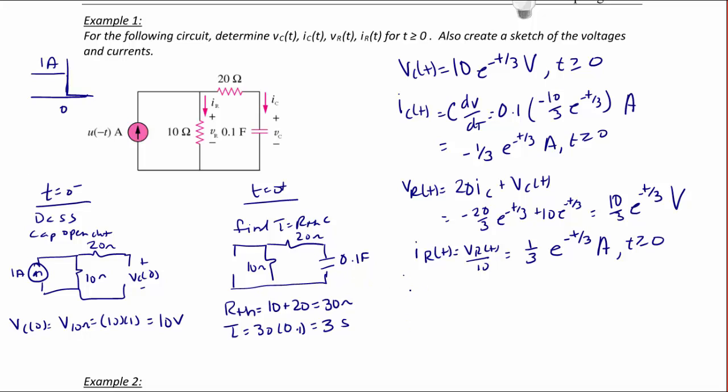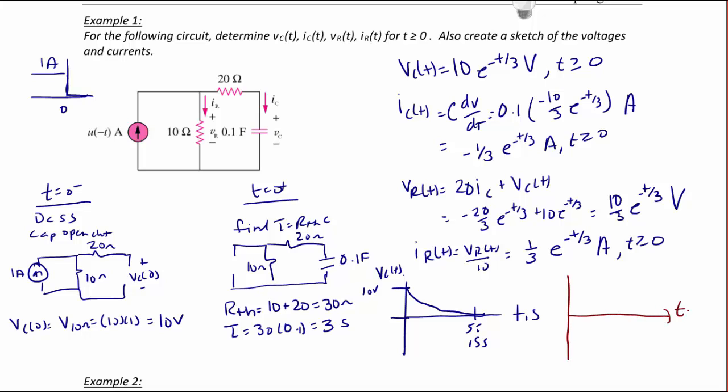Okay, let's make a sketch of the voltage. So here we have VC of t on the vertical axis, and we have time on the horizontal axis. The initial voltage for the cap is 10 volts, and then it dies off to 0 in 5 time constants, or 15 seconds. Now let's sketch the current for the capacitor. The current for the capacitor, with time in seconds on the horizontal axis and current in amps on the vertical axis, is initially 0 amps, and then right after t equals 0, the current for the capacitor jumps down to negative 1/3, and then it dies off to 0 in 15 seconds.